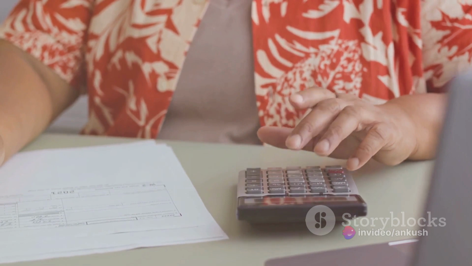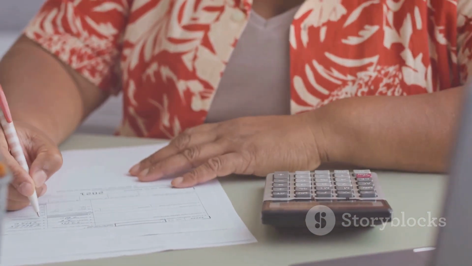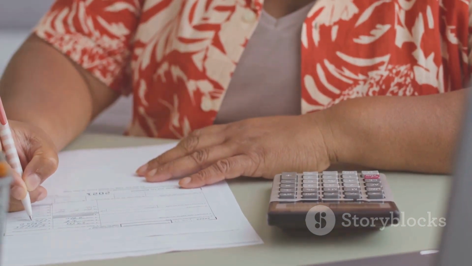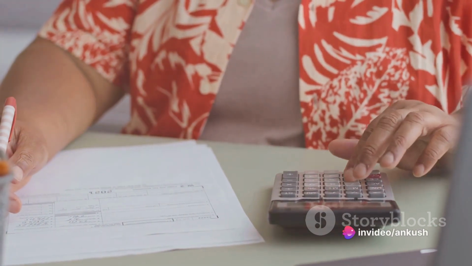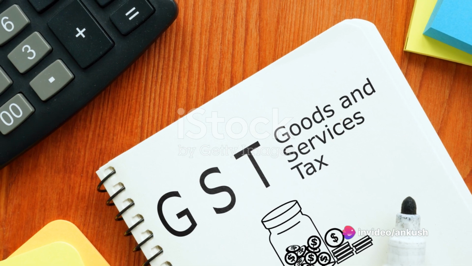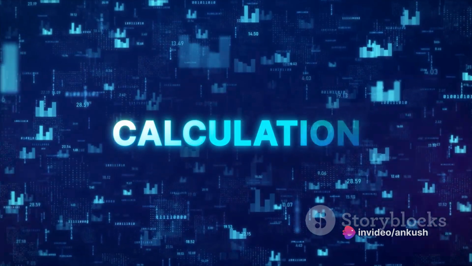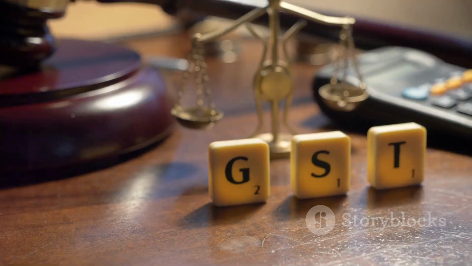Now the final step in this GST calculation journey is to determine the total cost. This is done by adding the GST amount to the net price. The resulting figure is the total cost including GST. So, to put it in a nutshell, the total cost equals the net price plus the GST amount.